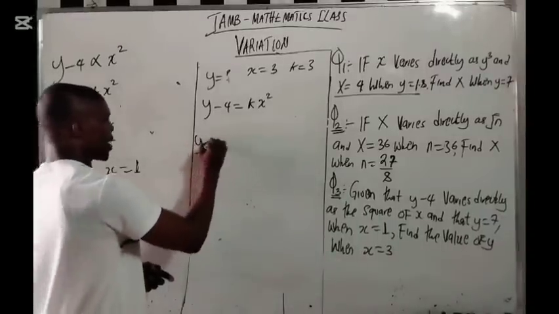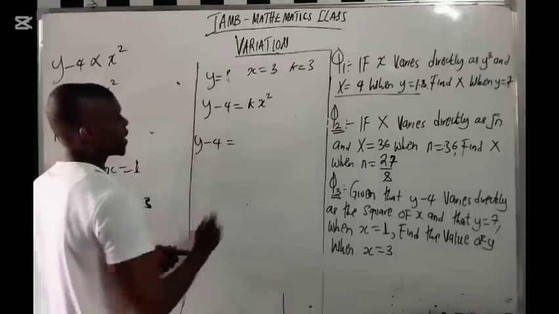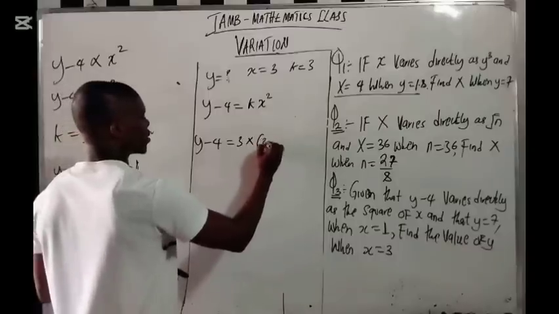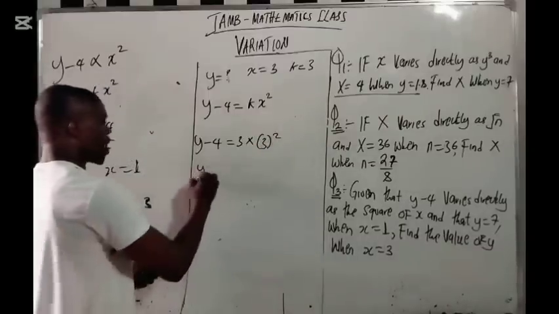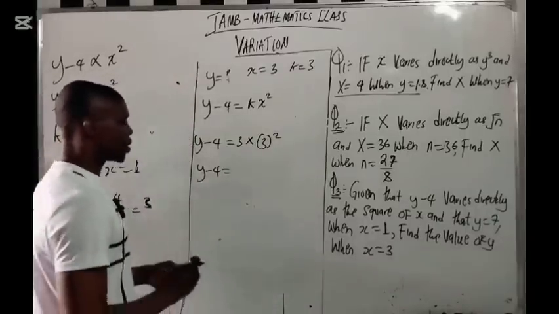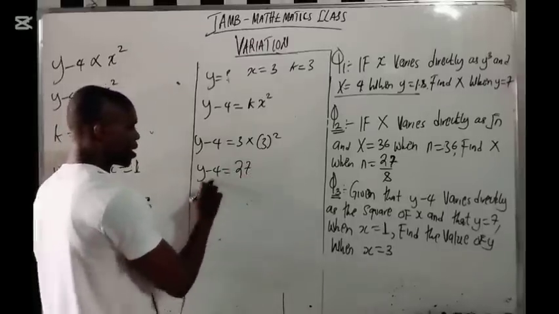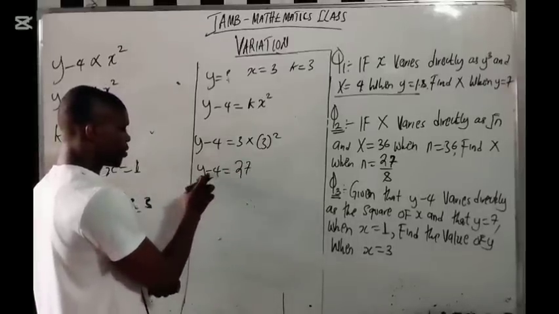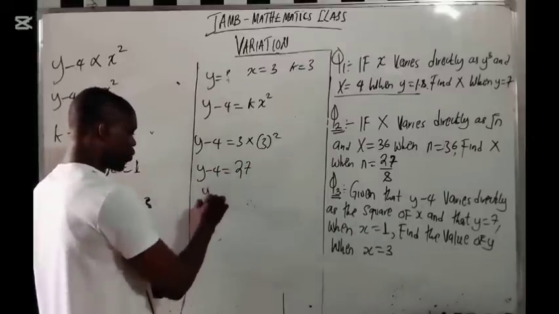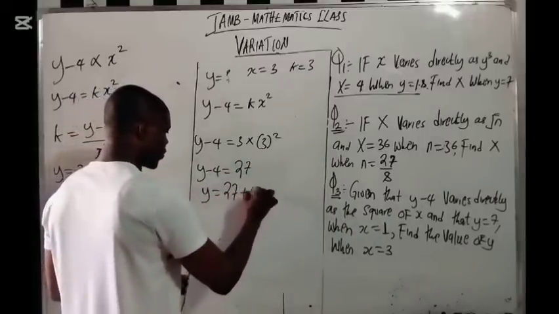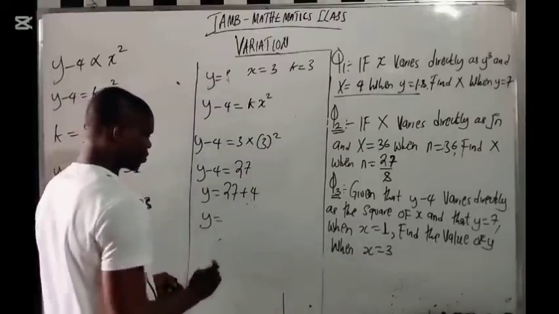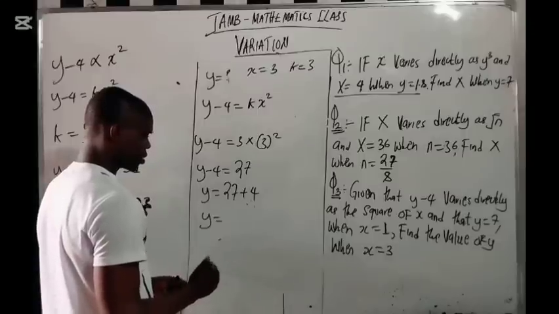Here we have y minus 4 equals k, my k is 3, times my x, which is 3 raised to 2, right? So y minus 4 equals, 3 raised to 2 is 9. 9 times 3 is 27. Move on here. Remember, here is minus. Move this minus 4 to the other side and it will now become plus. So here we have y equals 27 plus 4. What do you have here? y equals 31.